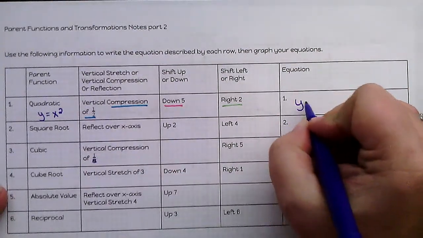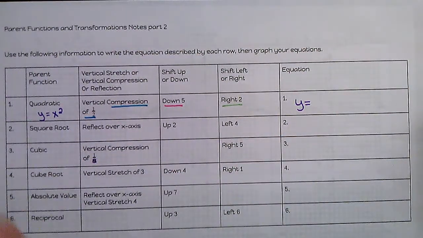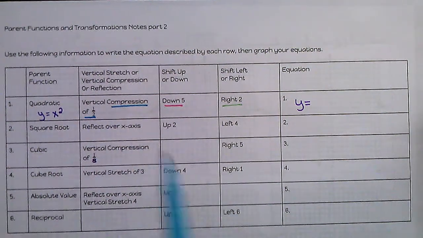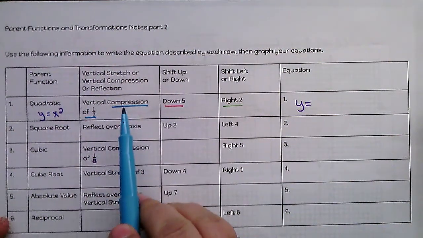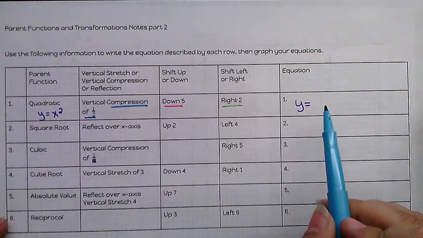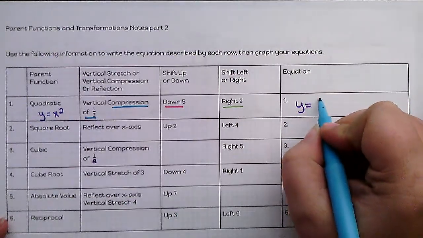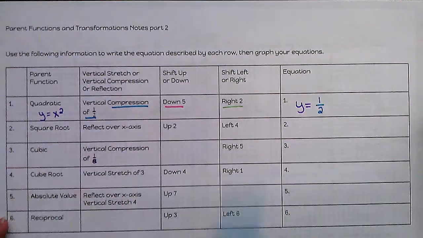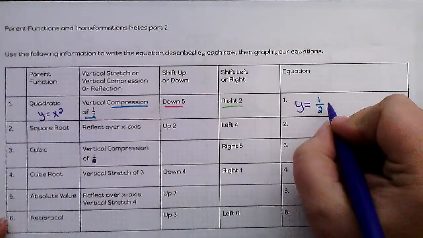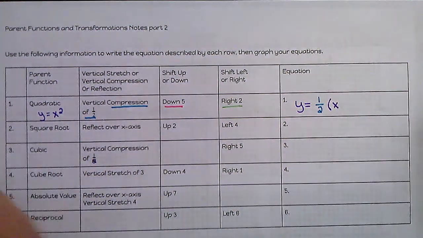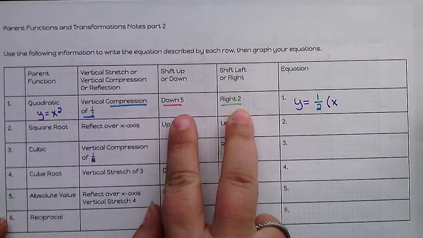So it's going to start with y equals, and we learned from our last unit that if there is a compression or a reflection, that will go right after the equal sign at the very beginning. So a compression of 1/2, and then we have our parentheses with our x in it. These ones are kind of messed up. They're kind of flippity flop flopped.